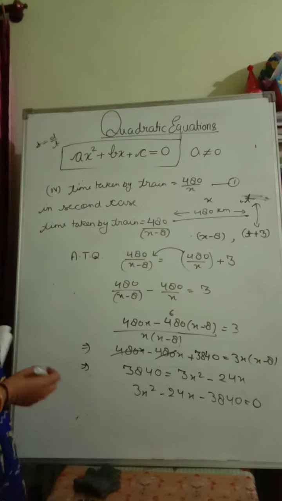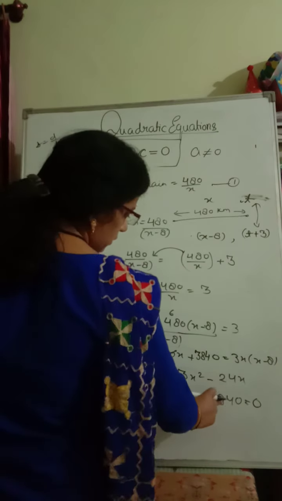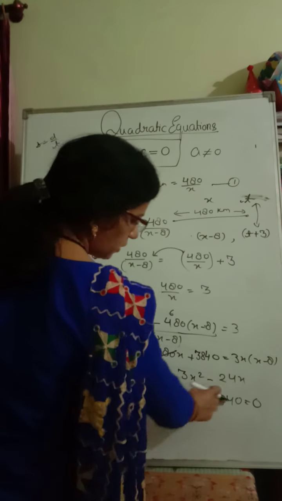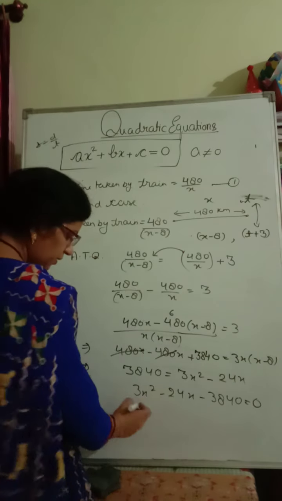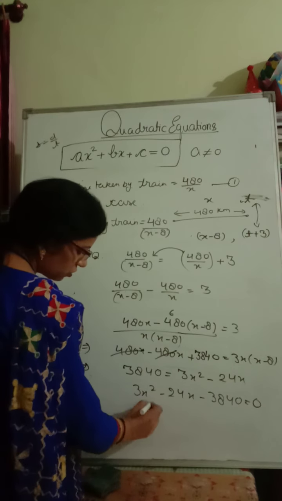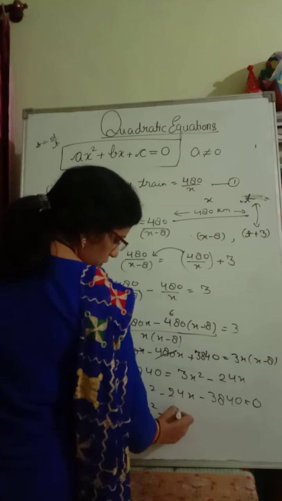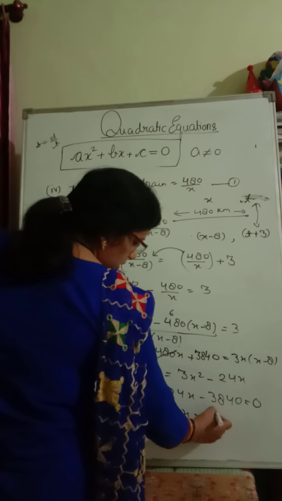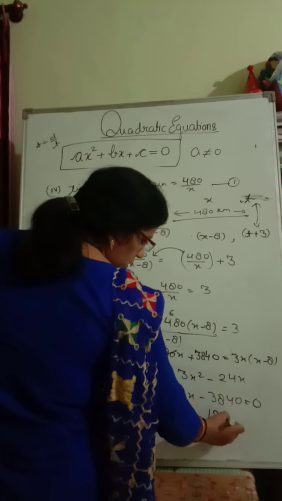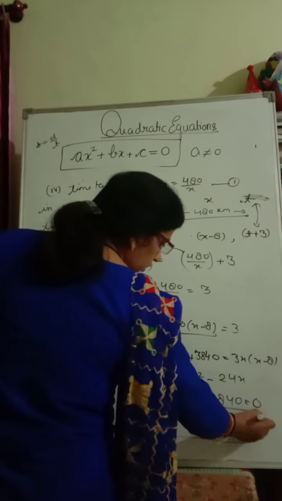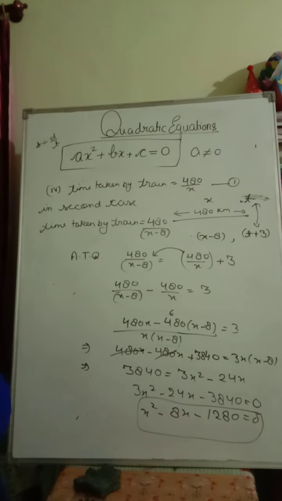Okay. ये सब 3 से डिवाइड हो जा रहा है. We can simplify it. So सबको 3 से डिवाइड कर दो. x square minus 8x minus 1280 equals to 0. So this is your quadratic equation for this.